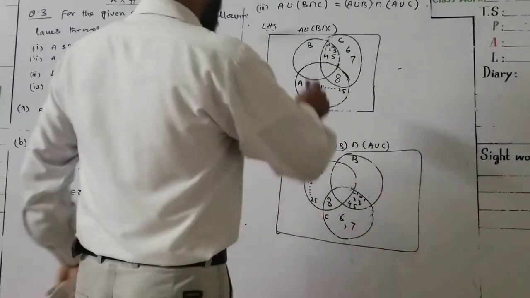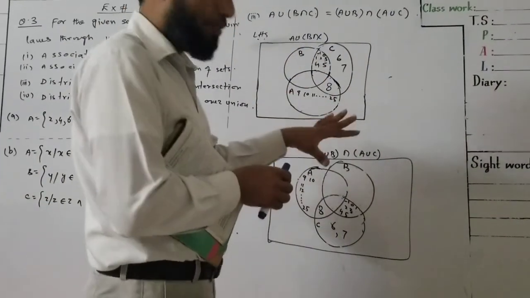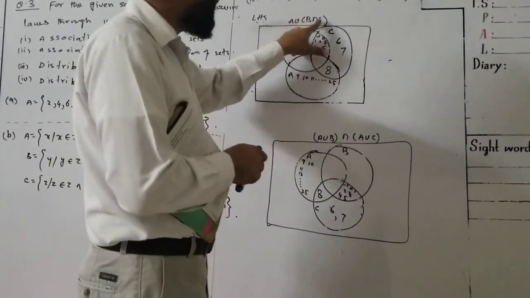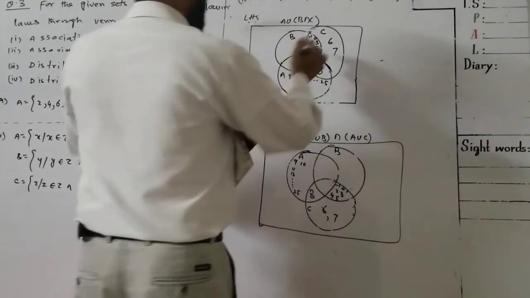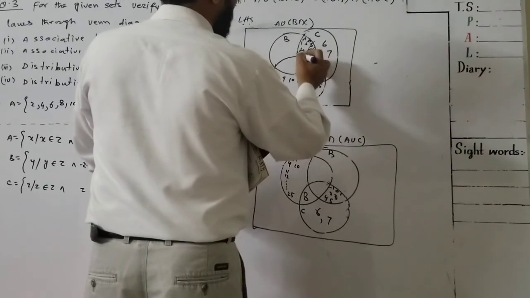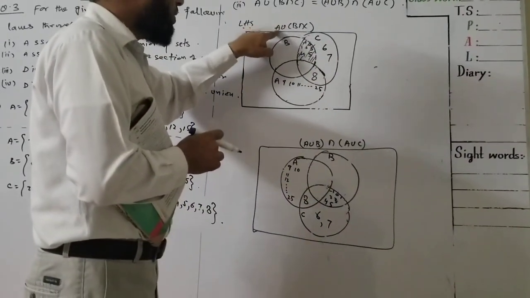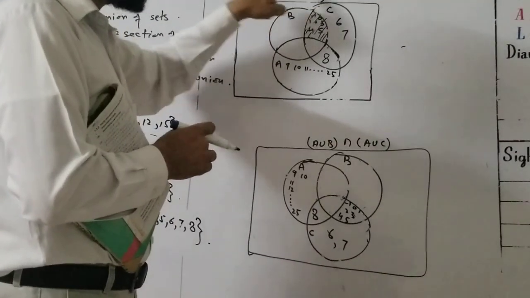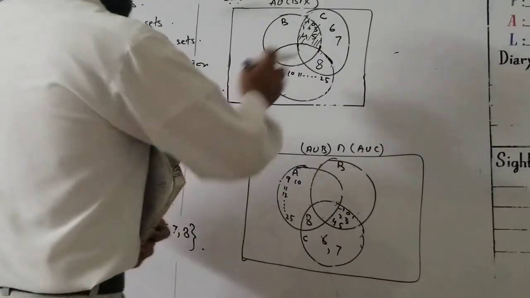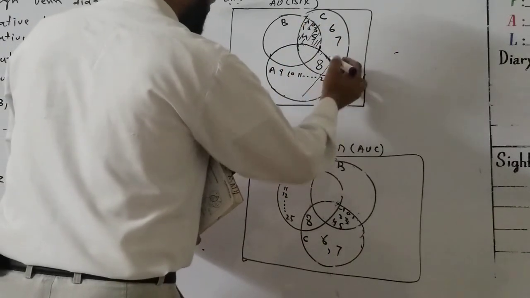Now you have to find out B intersection C, meaning the elements which are common in B and C. You have to shade the common elements of B and C. These are the common elements of B and C. Taking union of these common elements with A. So the union of these common elements with A, this is total A.